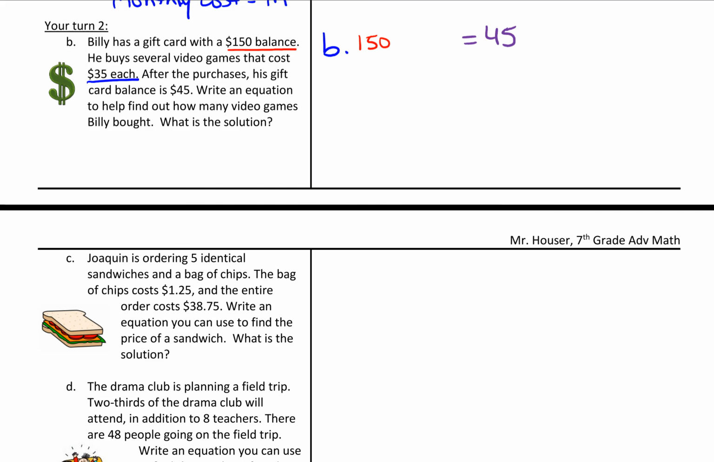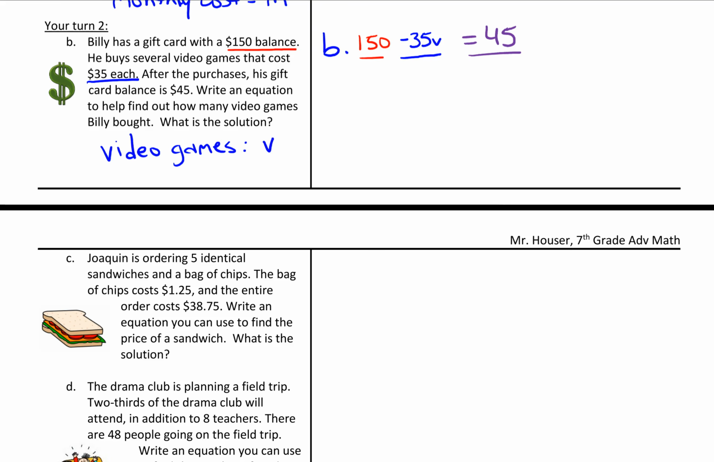So in this case, for my variable term, I'm going to use, and if you use something different, that's okay, the variable v for video games. And I'm going to say that there's a subtraction here: minus 35v, because he's spending that $35. He has $150. He spends $35 on each video game, and he has $45 left.